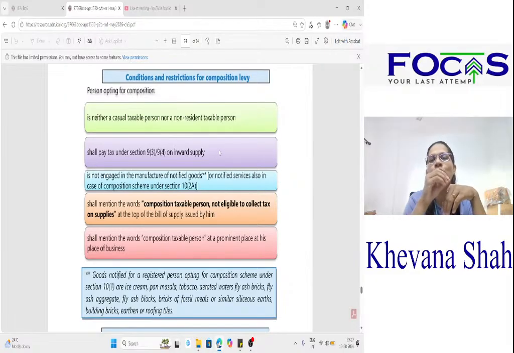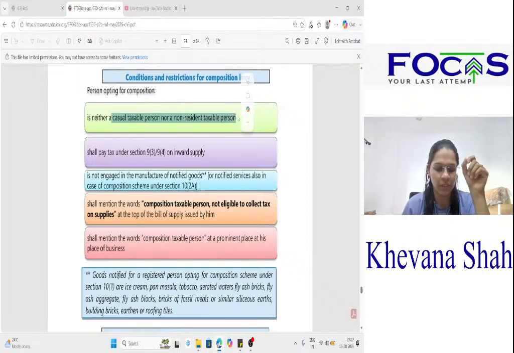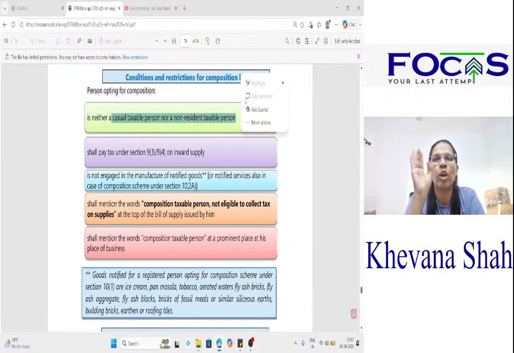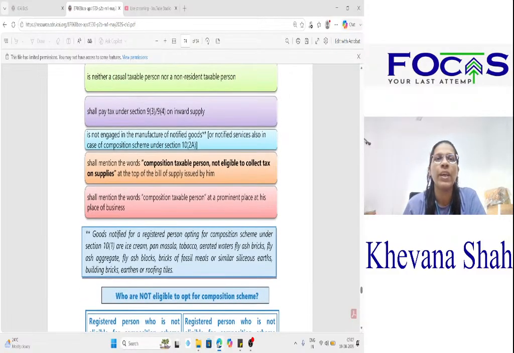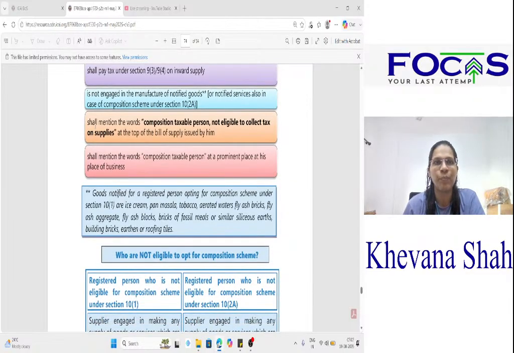The person who is opting for composition should neither be a casual taxable person nor a non-resident taxable person. So in case you are a casual taxable person or a non-resident taxable person, then you are not eligible to opt for composition scheme. And in case you are paying tax under 9(3) or 9(4) on inward supplies, again in that case you cannot apply for composition scheme.